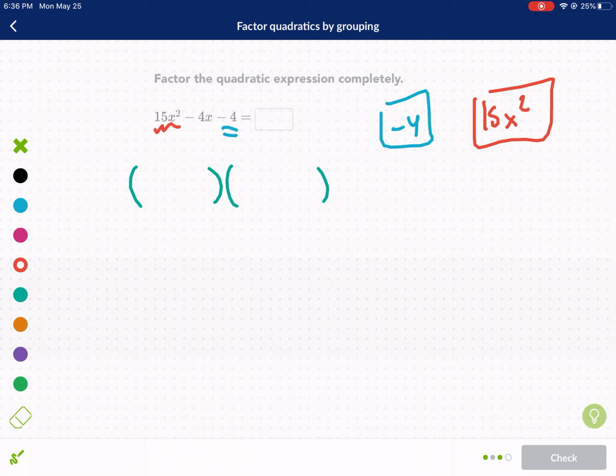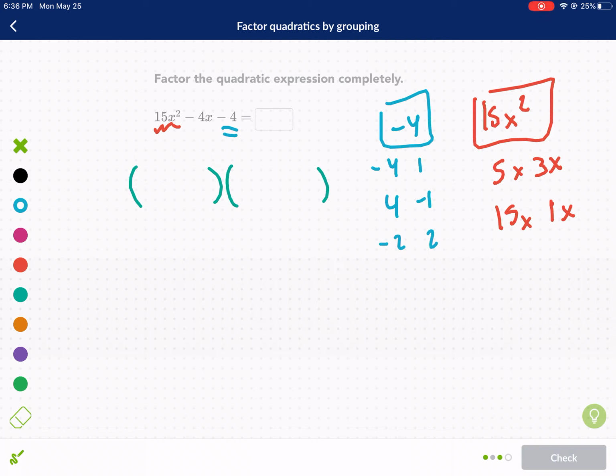There's a couple different combinations we can have here. We can have 5x and 3x, or we have 15x and 1x. So we have a couple different options now. And then we have a couple different options for -4. We could have -4, +1, +4, -1, -2, +2.